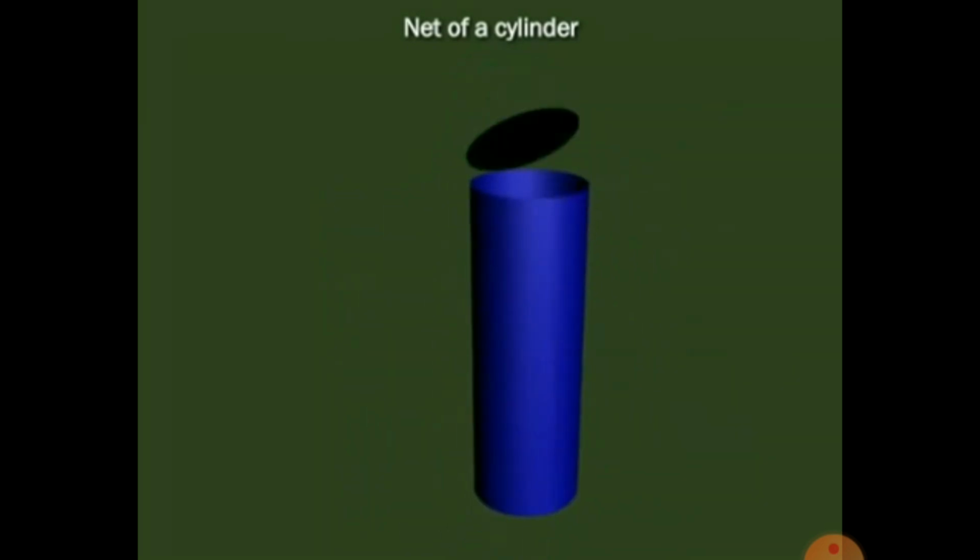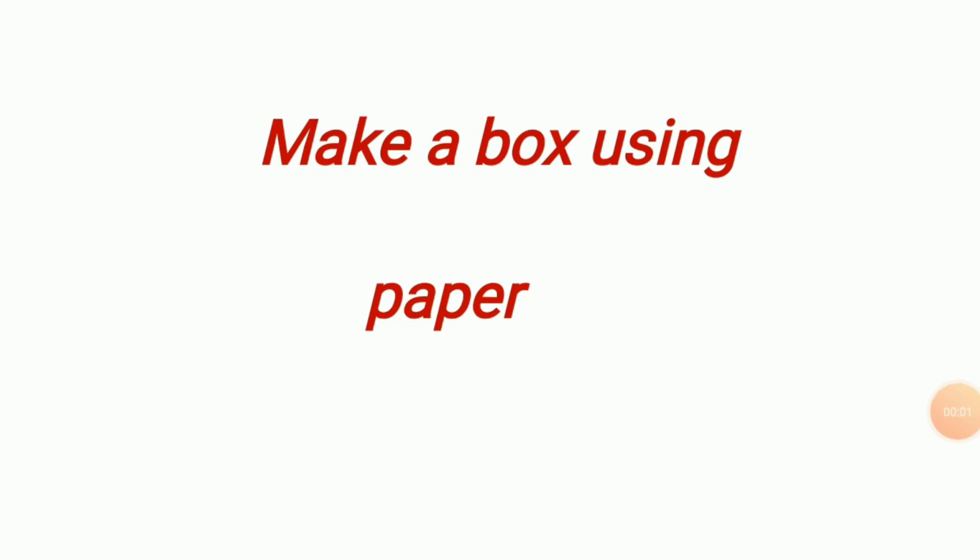Okay, dear children, what is this? This is a net of a cylinder. It consists of one rectangle and 2 circles. So when you fold this net, you will get the cylinder shape. Okay, so from this 2D shape you will get the 3D shape cylinder. Then we are going to do one activity, make a box using paper.